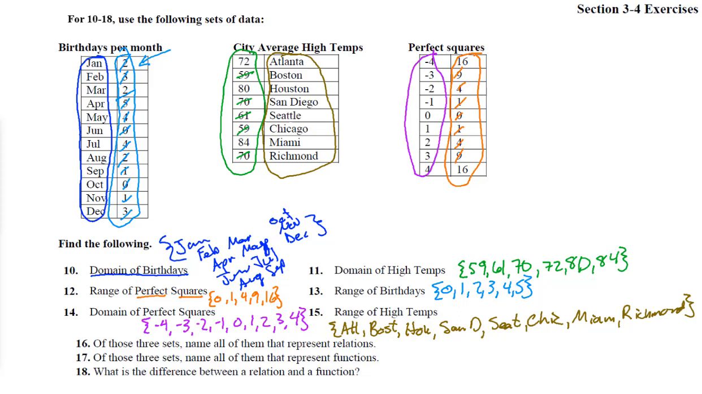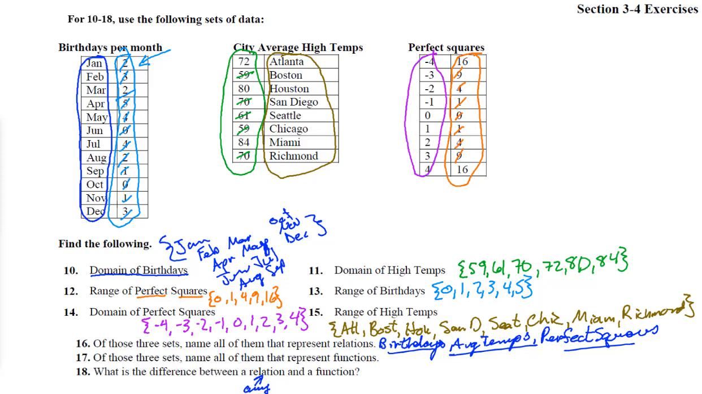Good. Now we have the questions down below. Of those 3 sets, name all of them that represent relations. Well, relations, we're actually going to answer number 18 right here. Relation is any connection of data that relates them in any way. So all 3 of them are. All of them. Birthdays, that set, and average temps, and perfect squares. Alrighty, that's great. All of them are relations. Everything's a relation that connects up numbers or any sets of data. It could be names or months or anything.